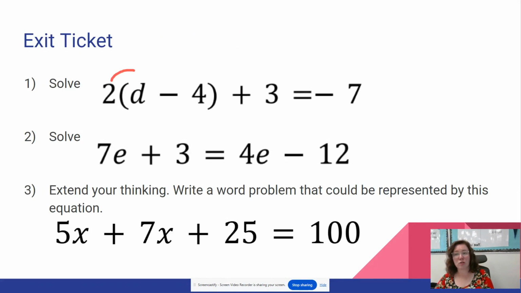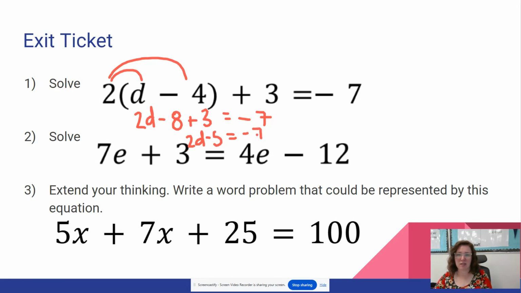So first we distribute. 2 times d is 2d, minus 2 times a minus 4 is a minus 8. And then plus 3, because that's not in the parentheses, so we don't do anything with it, equals negative 7. Combine like terms: 2d doesn't change, but negative 8 plus 3, that's a negative 5, equals negative 7. Add 5 to both sides, divide by 2.